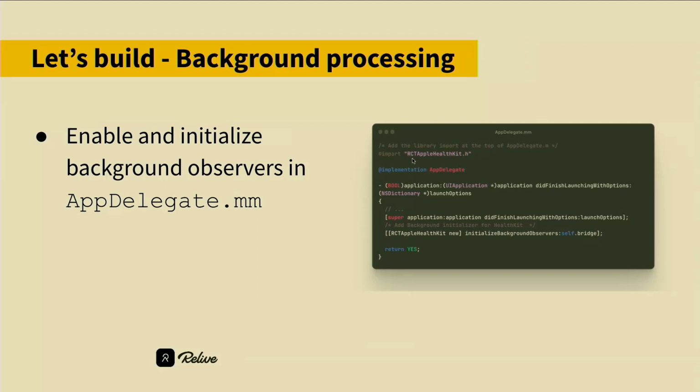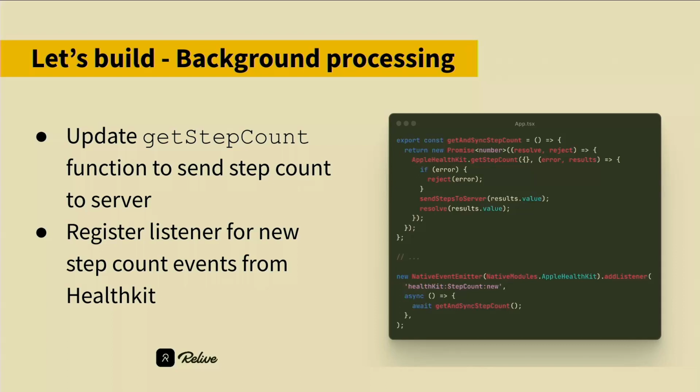Here we import the RCT Apple HealthKit header file at the top. And then we simply call initialize background observers. We're using a package called React Native HealthKit here, and this line basically triggers a lot of magic in that package. I'm not going to dive into details here. I'm also not a maintainer of this package, so I'm not going to attest to any of its design philosophies. But the point is, after doing this, we do get background information coming from Apple HealthKit. So now we can get back to our comfy JavaScript world.